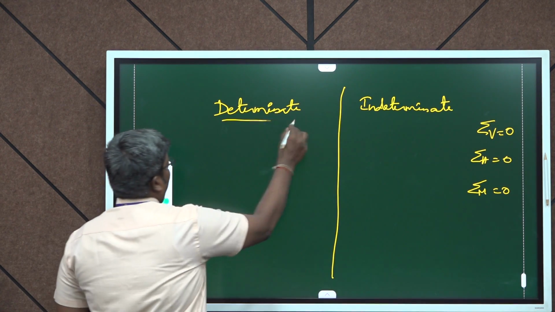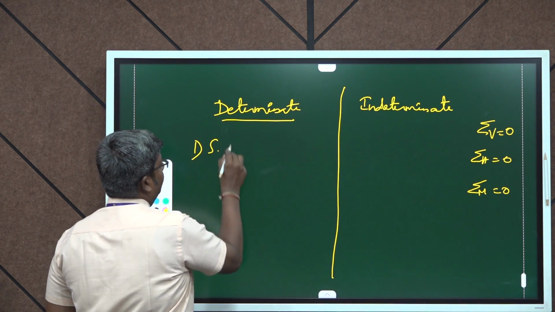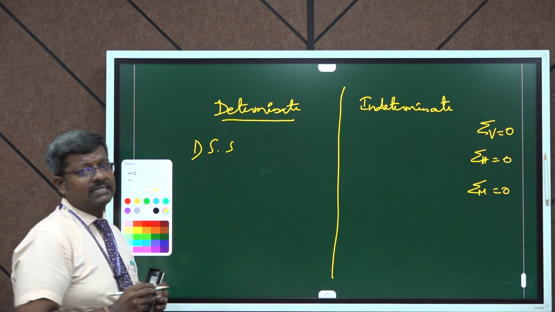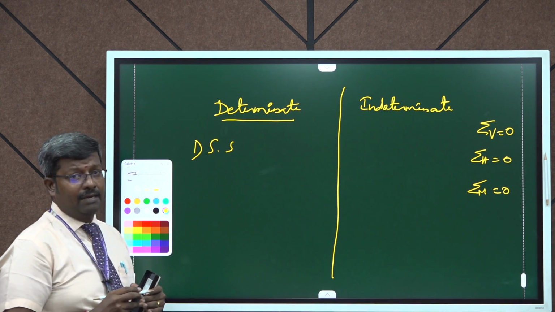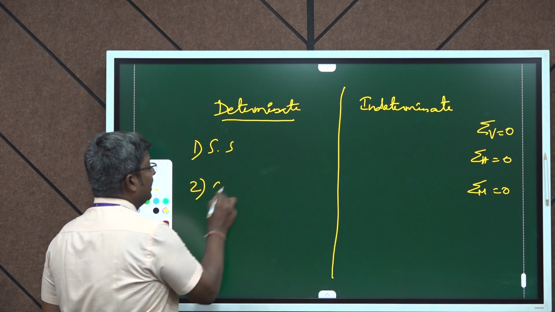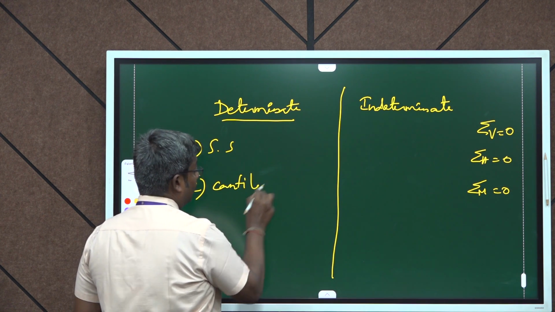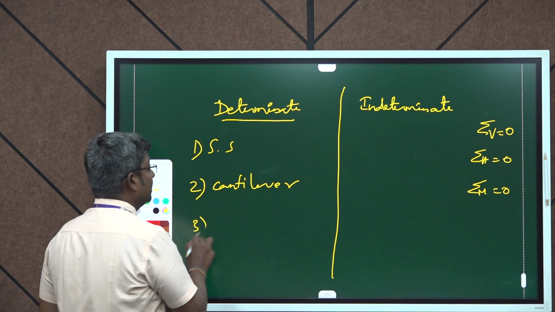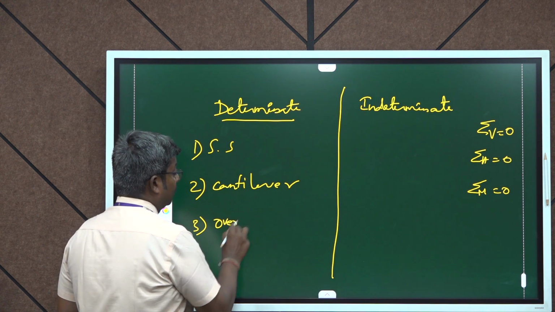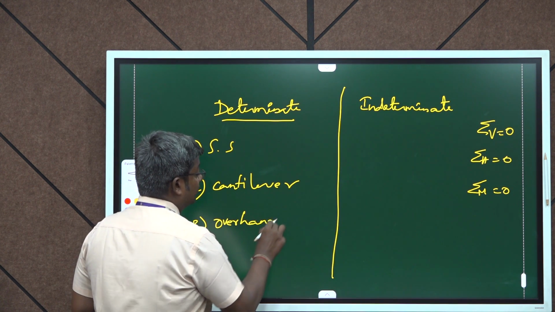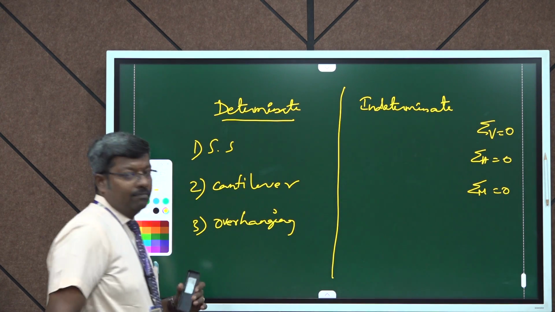In the determinate beam, the first one is simply supported beam. The simply supported beam is a determinate beam, and the second one is cantilever beam, and the third one is overhanging beam. These are the three different types of determinate beam we have.